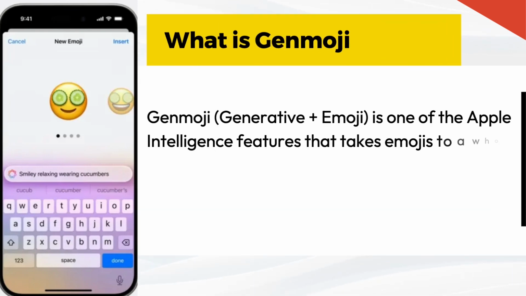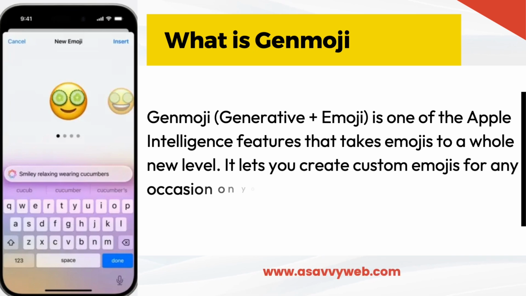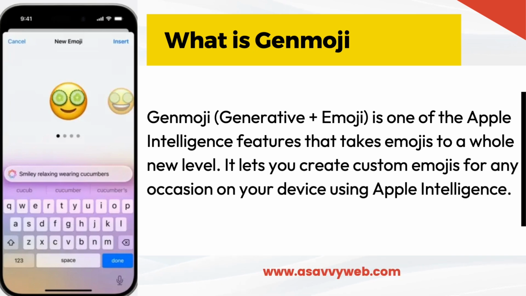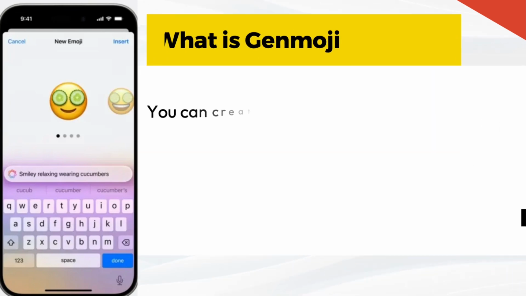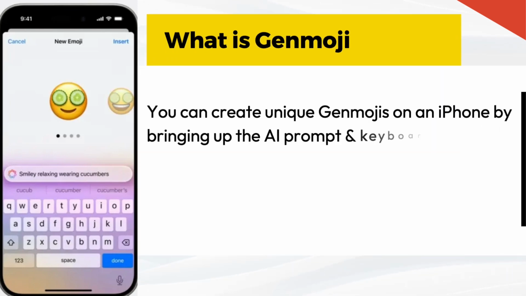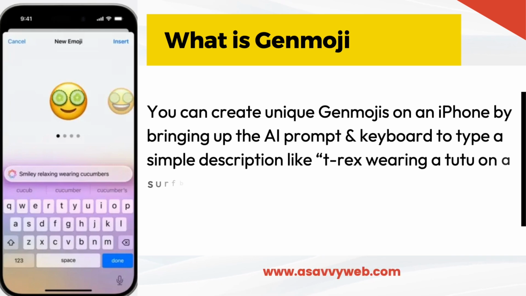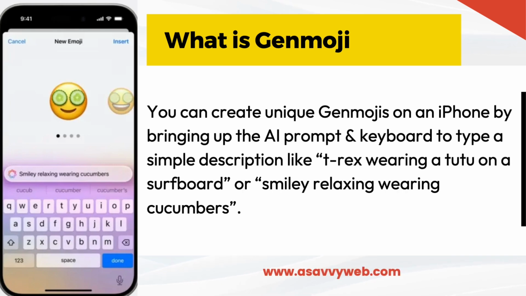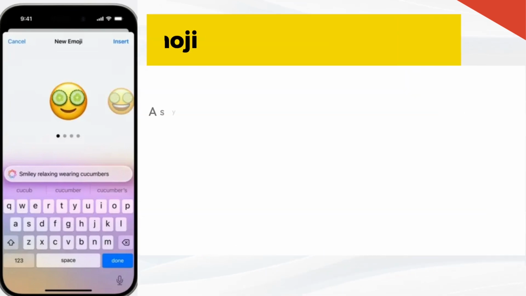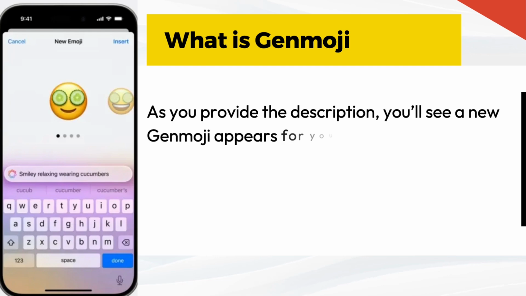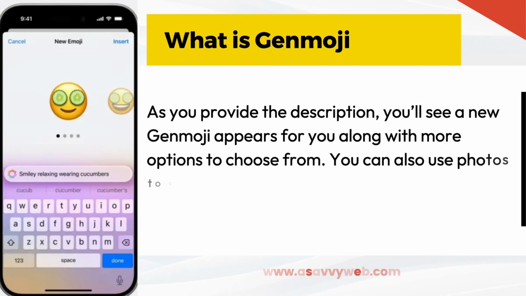Genmoji, Generative Plus Emoji, is one of the Apple Intelligence features that takes emojis to a whole new level. It lets you create custom emojis for any occasion on your device using Apple Intelligence. You can create unique Genmojis on an iPhone by bringing up the AI prompt and keyboard to type a simple description like T-Rex wearing a tutu on a surfboard or Smiley relaxing wearing cucumbers. As you provide the description, you'll see a new Genmoji appears for you along with more options to choose from.